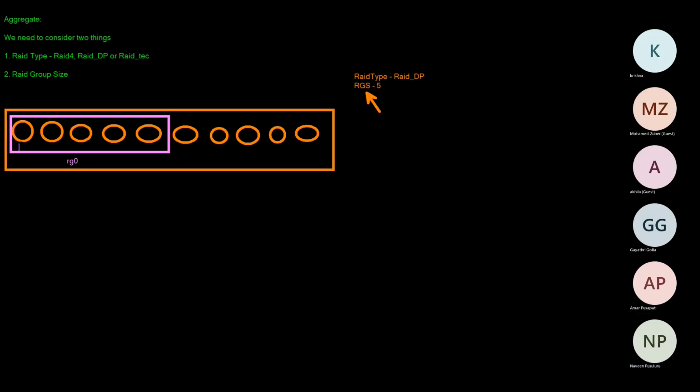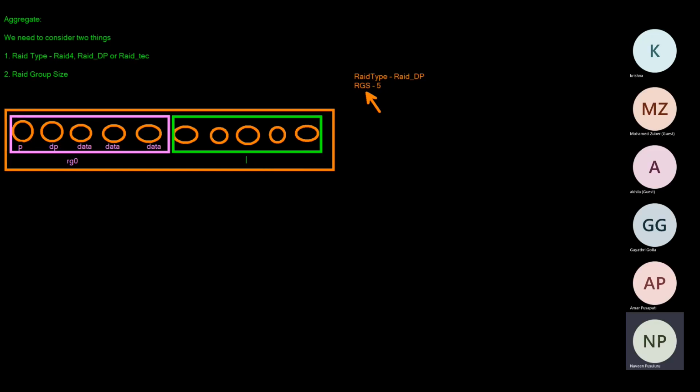In RG0 we'll be having one parity, one D parity, because this is write DP, right? In write DP we'll be having parity and D parity, and data, data, and data. Same way, it is going to create another write group with the remaining 5 disks.